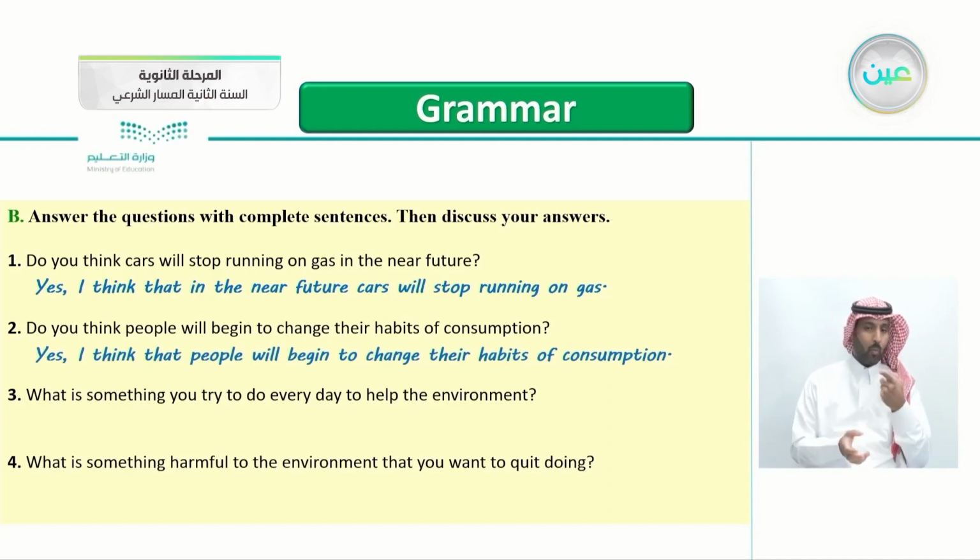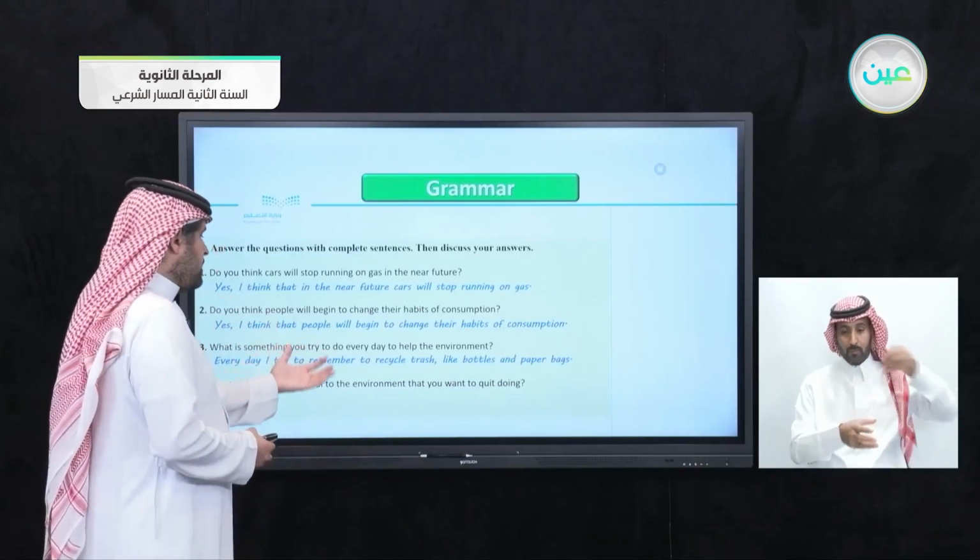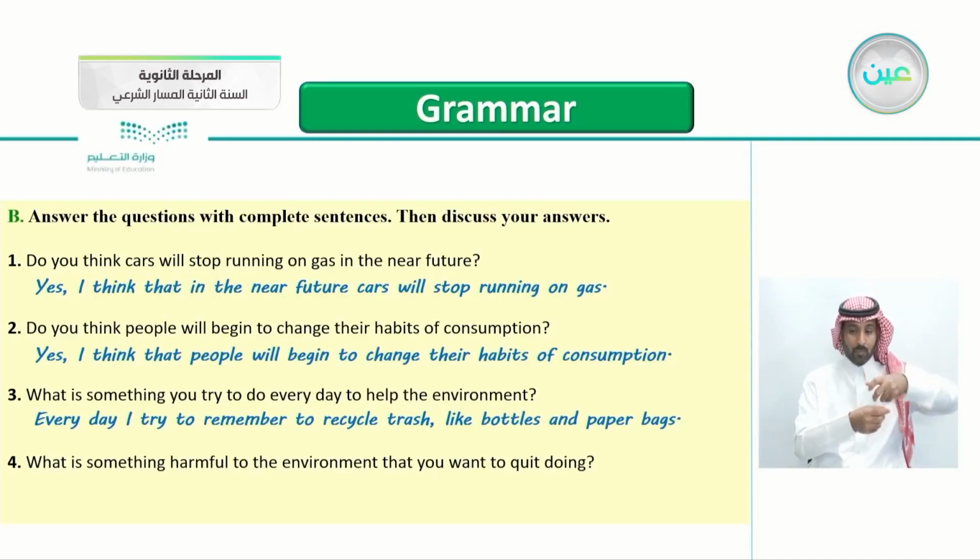Number 3, what is something you try to do every day to help the environment? What is something you try, this is the verb here, try to do. So this is the infinitive here. Every day to help the environment, something you try to do every day. What is it? For example here, every day I try to remember to recycle trash like bottles and paper bags. This is, of course, my answer. Every day I try to remember to recycle. Or you can say, I try to recycle, for example, trash like bottles and paper bags.